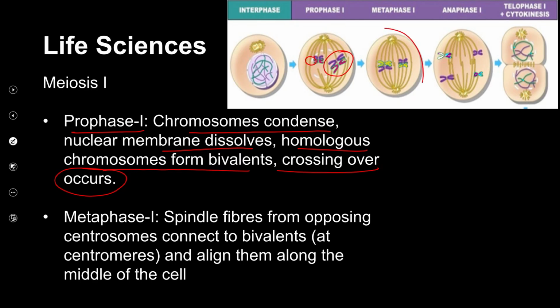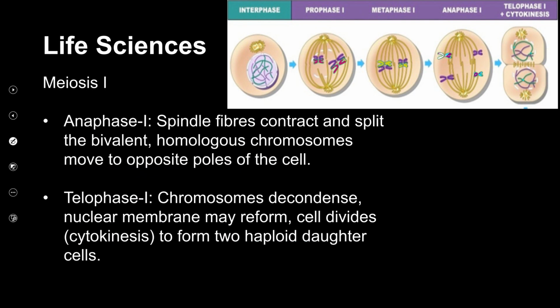We then look at metaphase, and as I mentioned, the concept of meta meaning meet. During metaphase 1 we find that these pairs of chromosomes now meet along the equator, and the spindle fibers from the opposite centrosomes will connect the bivalents at their centromeres and align them along the middle of that cell, which we refer to as an imaginary equator. If we go on to anaphase 1, we know that these spindle fibers start to contract, and we see that the chromosomes are pulled apart, which we see distinctly happening in anaphase 1.